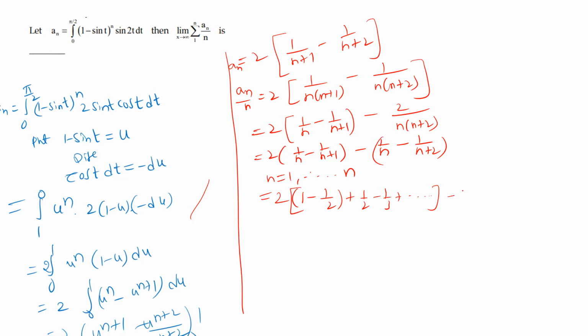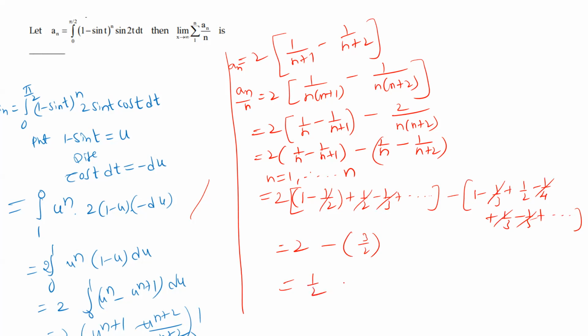Next, substituting here: 1 minus 1 by 3. Take 2, 1 by 2 minus 1 by 4. Next, 3, 1 by 3 minus 1 by 5, and so on. Now all the terms cancel except 1 and 1 by 2. Here also all terms get cancelled. What will we get here? 2 into (1 plus 1 by 2) minus 3 by 2, that is, taking the LCM, 4 minus 3 by 2, that is 1 by 2. What do we need to mark? 0.50 is the answer. Okay, thank you.